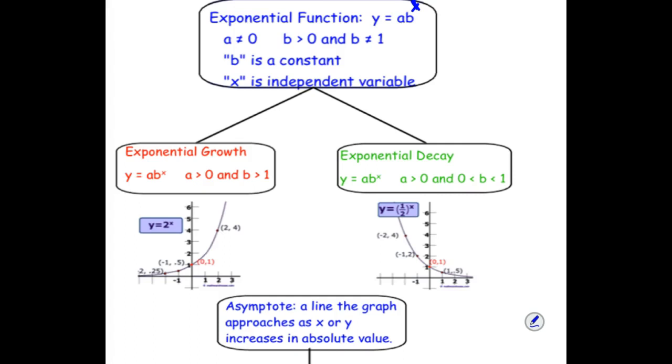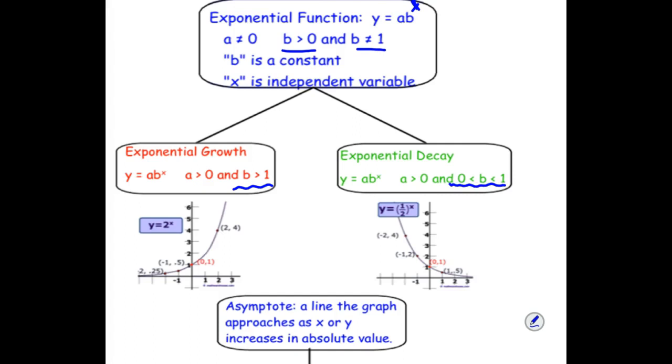We said a can't be 0, b has to be positive, but not 1. The b is going to be a constant. It is not your variable in this case. It will be a number. The x will be our independent variable. For growth, we said b has to be a number bigger than 1. For decay, we are looking at something between 0 and 1.